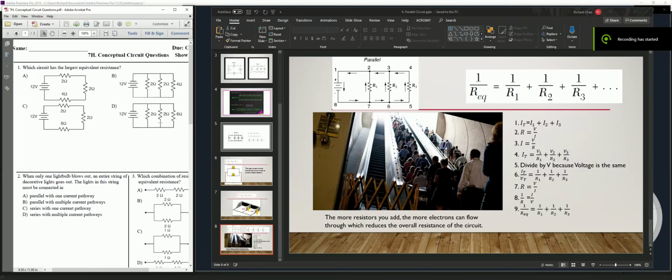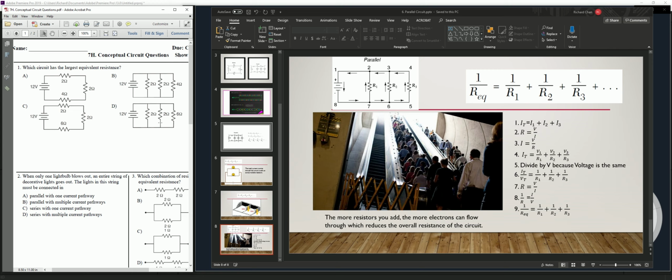All right, let's actually talk about this assignment. It's mainly on conceptual circuit questions. So this really isn't like a lesson in and of itself. It's more of an assignment to see whether or not you truly understand the concepts, right?